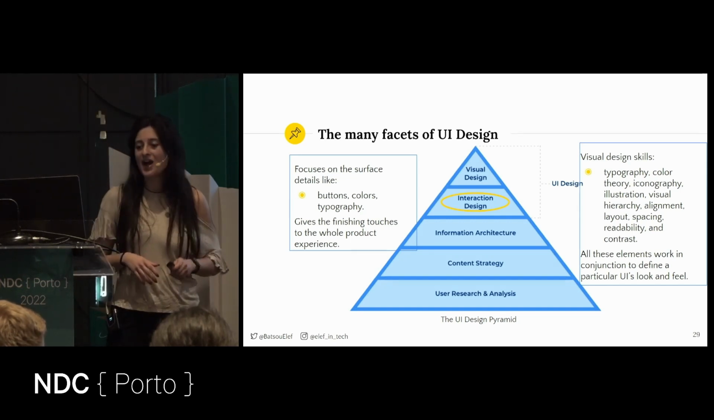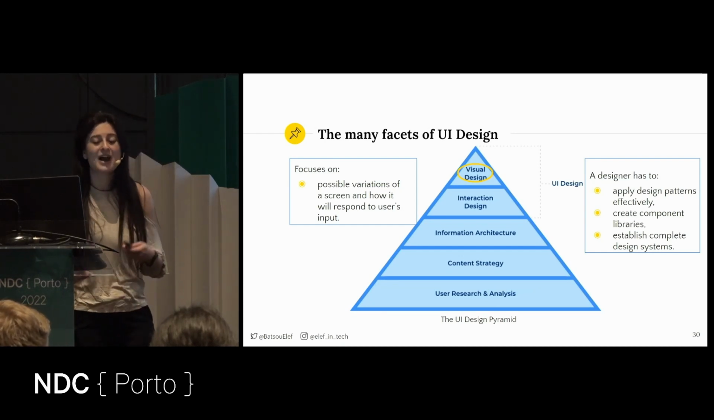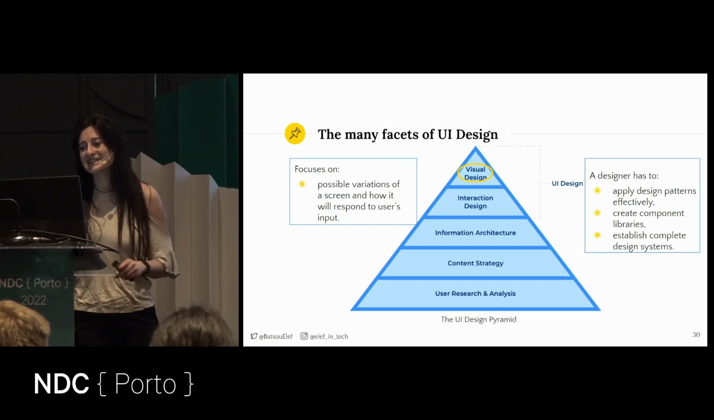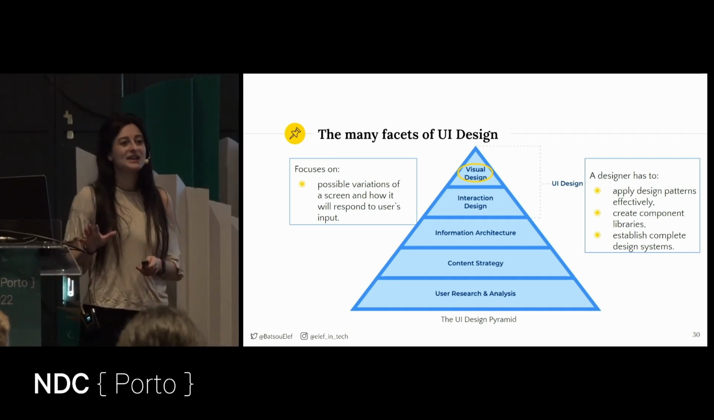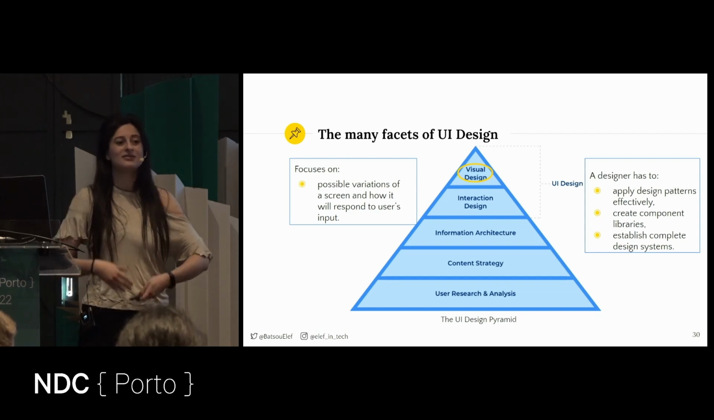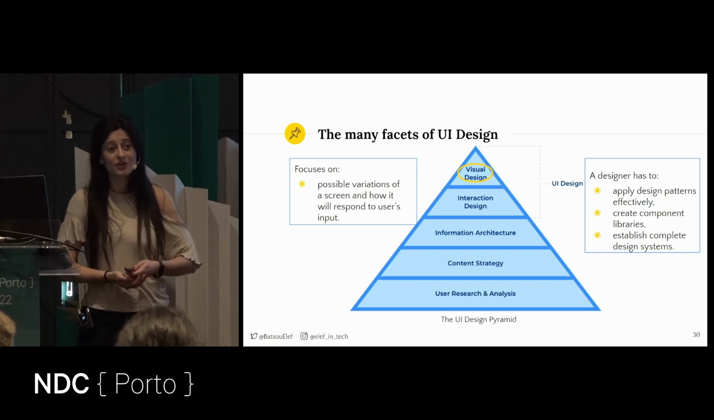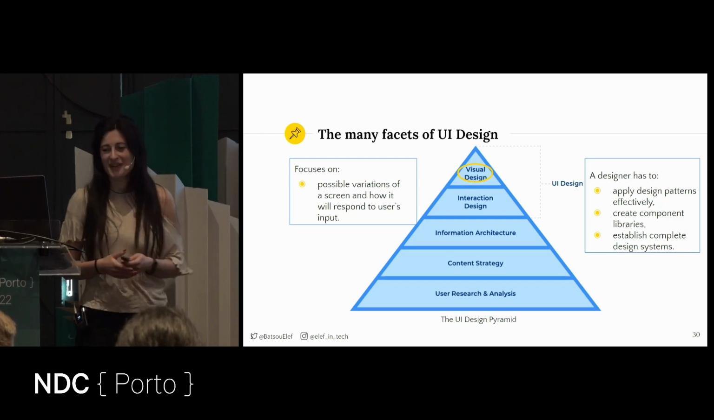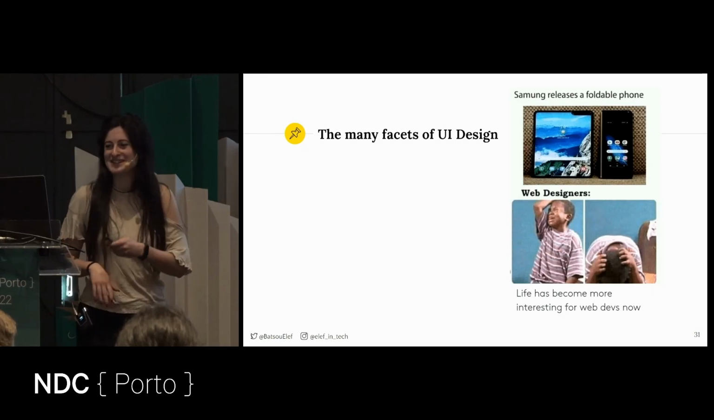But then we also have the visual design, where the designer will focus on possible variations of a screen and how it will respond to different input. Really important, don't forget about responsiveness. And here a designer is good to apply design patterns effectively, create component libraries, and establish complete design systems. Again, these are some of the things. It doesn't mean that we always have all of them, but it's nice to have as many as we can. And it always depends on the product, on the company, if you are solo, if you're working in a team. All right, don't forget, as I said, about responsiveness and about testing on all the screens.